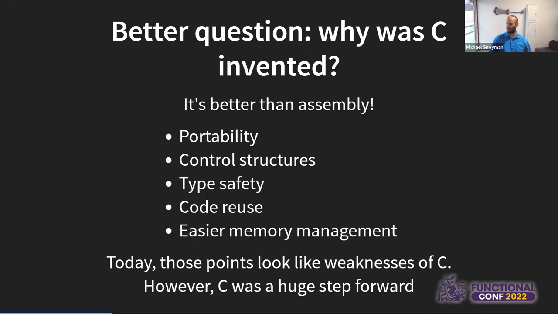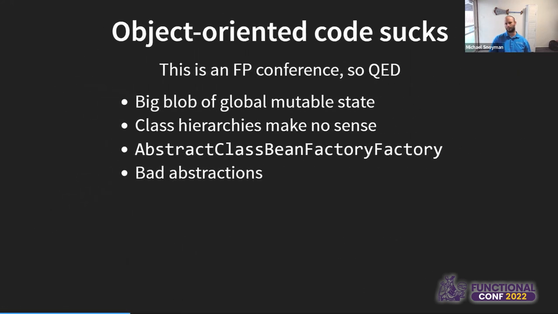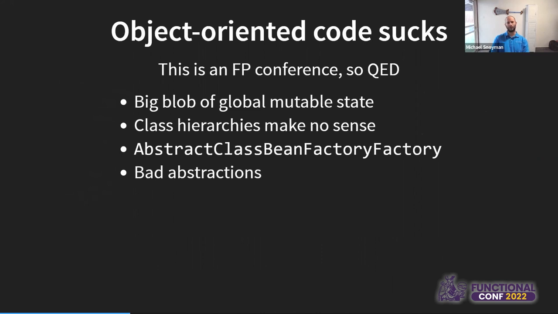Let's go on a little bit further in history. Talk about how much object-oriented code sucks. We're at an FP conference. Therefore, we all agree OOP is dead, OOP is evil. It's the worst thing that ever existed. And again, I did 5 minutes of research and I looked online and I wanted to see what people are complaining about OOP these days. One phrase I saw that came up is it's a big blob of global mutable state.